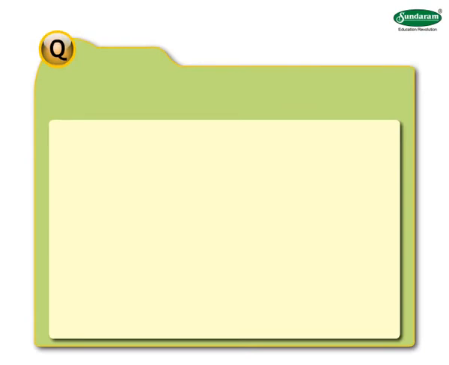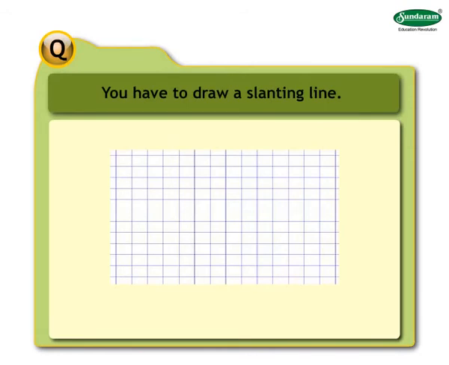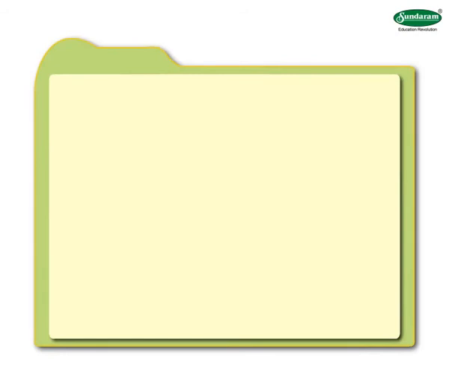Question. You have to draw a slanting line. Recollect the slanting line drawn earlier and draw the line. You have drawn a slanting line as shown. Now that you know how to draw horizontal, vertical and slanting lines, try and draw a picture making use of all these lines.